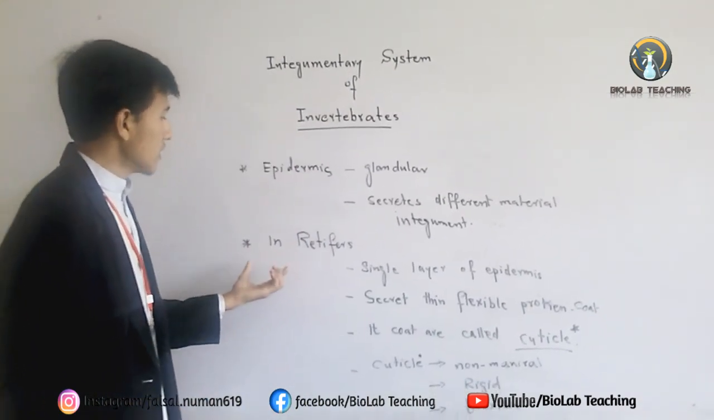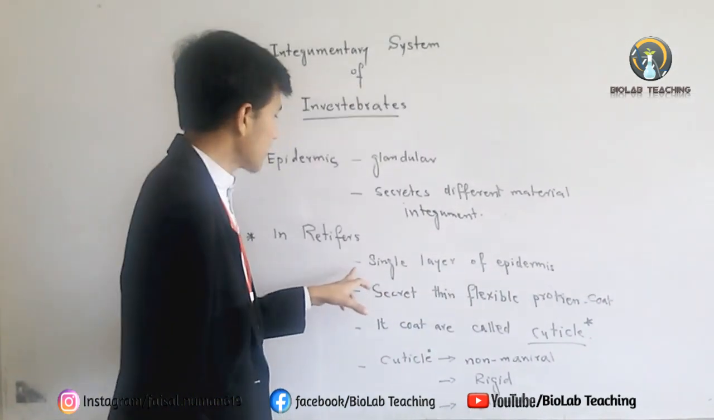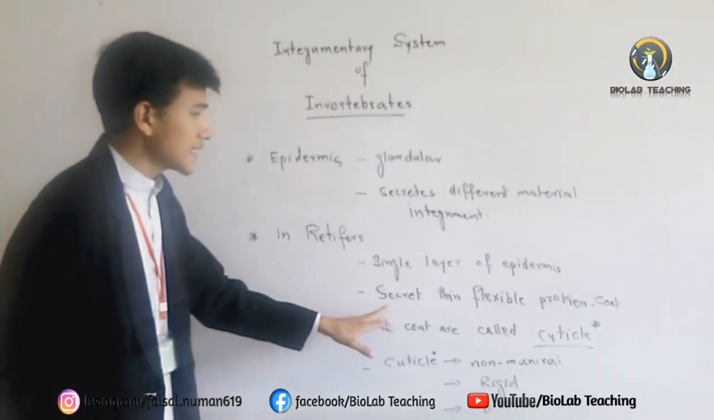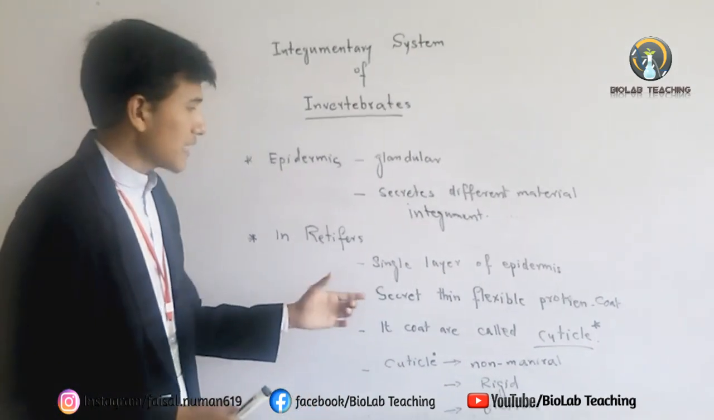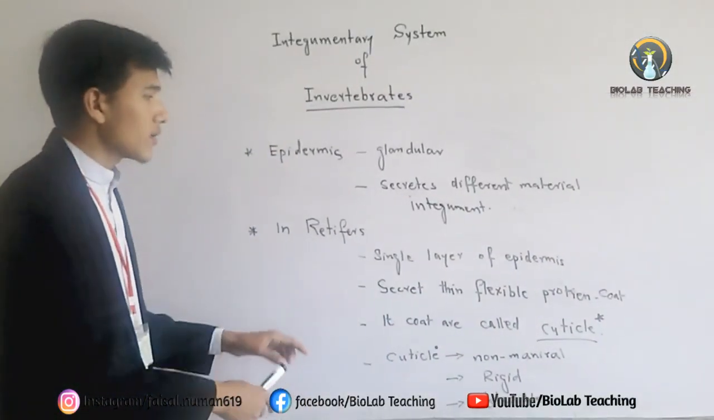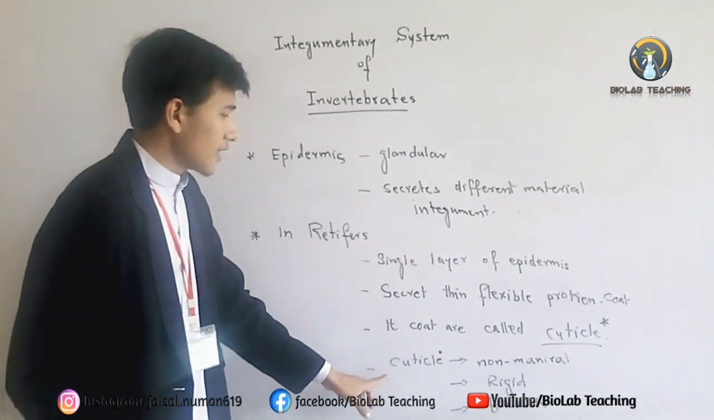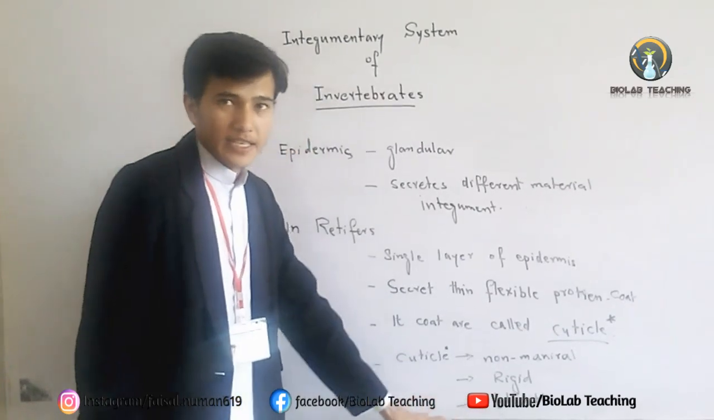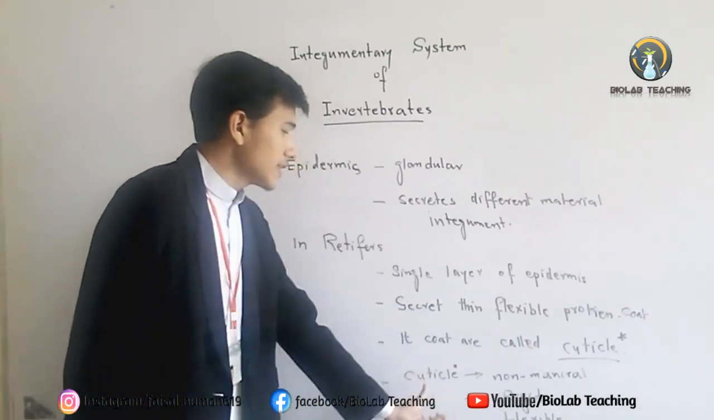Now we are going to discuss the integumentary system in rotifers. Rotifers have a single layer of epidermis present in their body. They secrete a thin and flexible protein coat called the cuticle. The cuticle surrounds the rotifer and forms a single epithelium layer. The cuticle is a non-mineral substance, and both rigidity and flexibility are present in it.